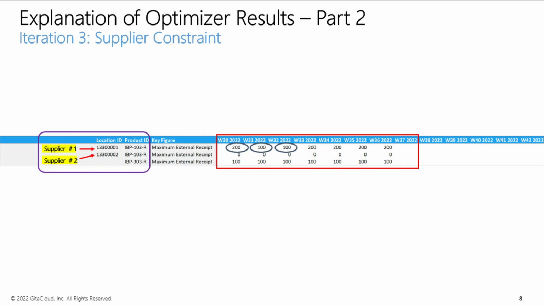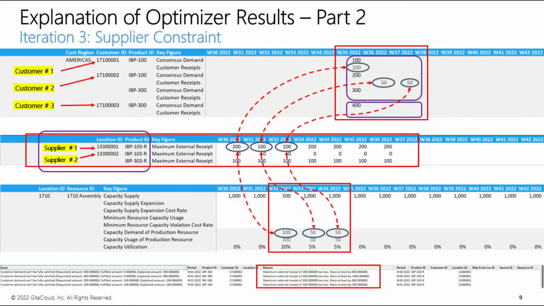Note we can only get limited quantities of IBP 103R from Supplier 1. Supplier 2 is not able to provide this material. Supplier 2 can provide the other raw material IBP 303R, but also in limited quantities. We have moved demands back to week 35 in this iteration 3. Remember we need 2 units of any raw material to make 1 unit of any finished good.